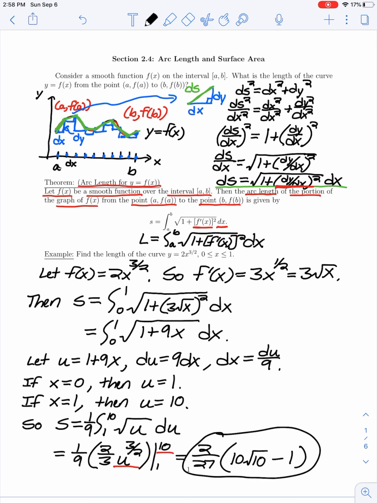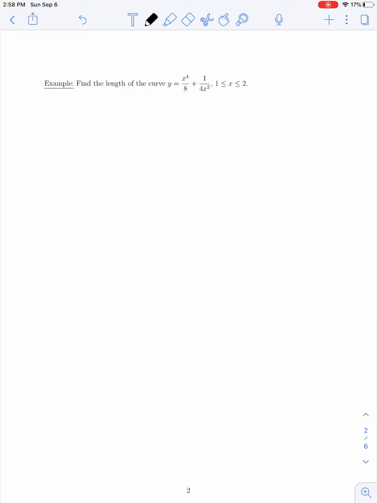So let's look at some other examples. This next example is sort of a typical problem in determining the arc length of a curve along a point. And it requires us to be a little bit clever in the way that we're going to simplify our integral for arc length.